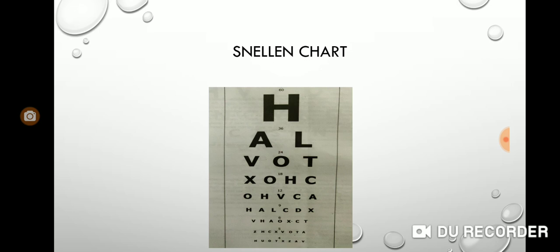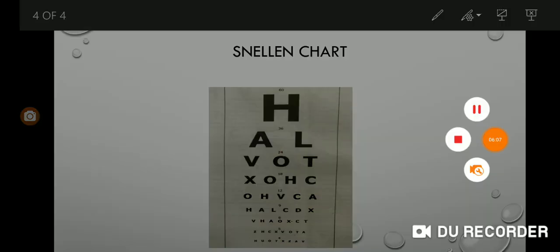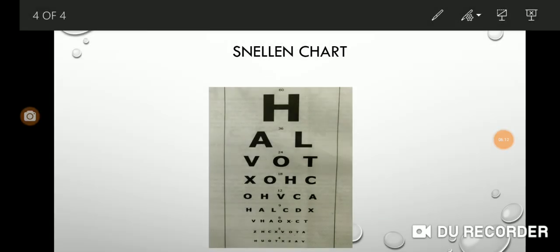We do use a pinhole to see if there can be an improvement in vision after putting the pinhole, which basically means the vision can be decreased because of refractive errors, and the vision can be improved with the prescription of glasses. We also do an assessment of vision for near, which is done using the near chart. We can discuss that at some point later.